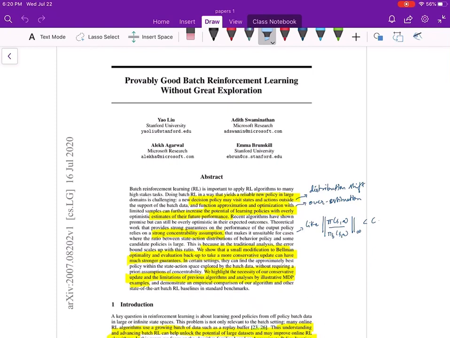Hello everyone. In this video, I'll be going through this paper titled "Provably Good Batch RL Without Great Exploration." The authors are Yao Liu, Adit Swaminathan, Alekh Agarwal, and Emma Brunskill. So let's get into the abstract.